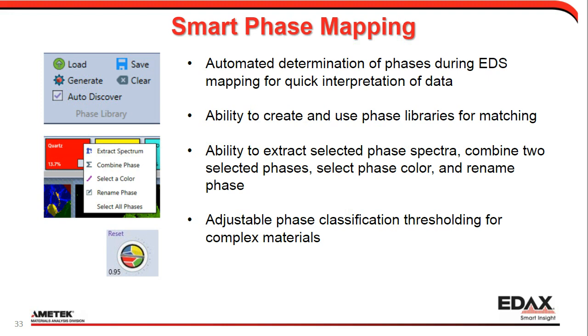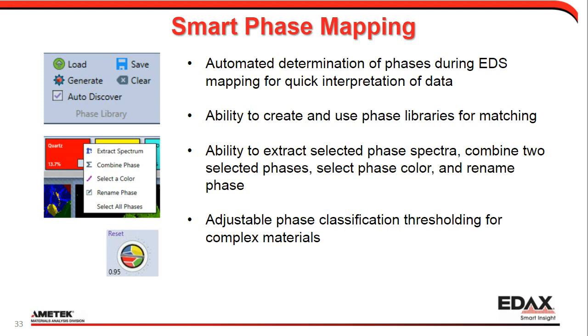In the middle is the phase right-click menu. You have the option to extract selected phase spectra, combine two selected phases together, select a phase color, and rename a phase. In the image, I renamed the red phase, it was silicon oxygen phase. I renamed this to quartz because it's from a rock sample.